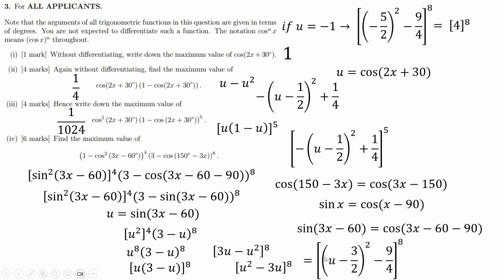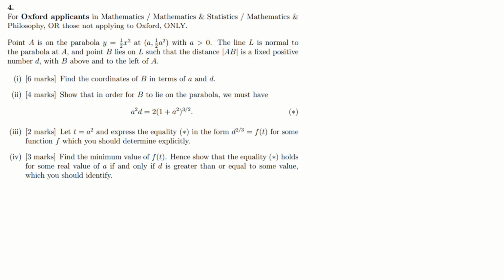I do also want to try what happens if u is equal to 1, just because I don't know which is the max yet. So if u equals 1, 1 minus 3 over 2 is minus a half, squared is a quarter, 1 quarter minus 9 over 4 is 8 over 4, which is 2, and 2 to the power 8 is less than 4 to the power 8. So I'm pretty happy that 4 to the power 8 is the maximum value here, and I'll say that's my final answer. Question 4 then is a different sort of question here.